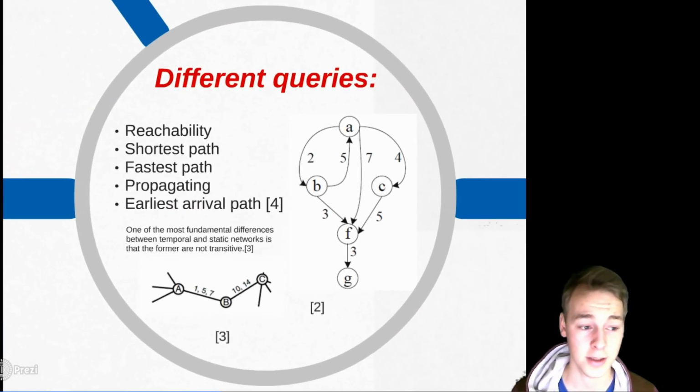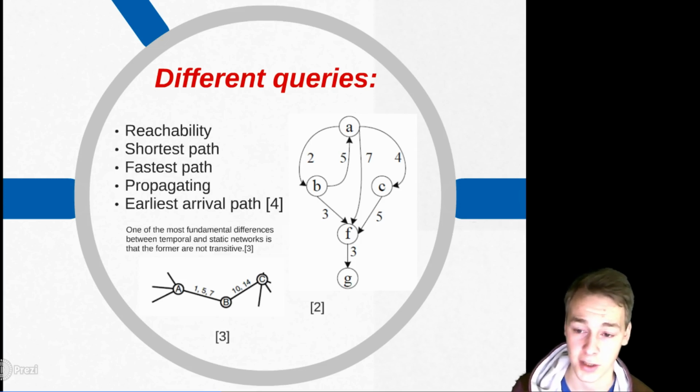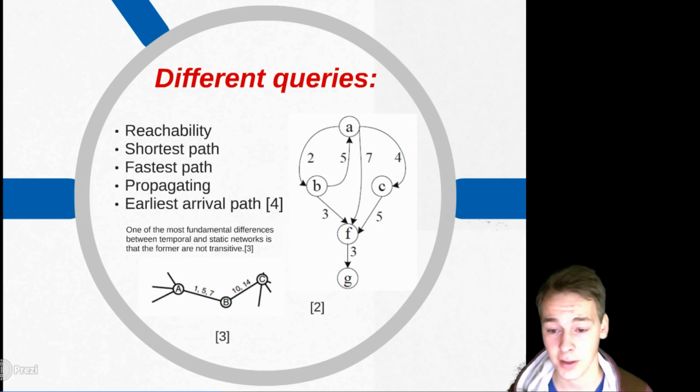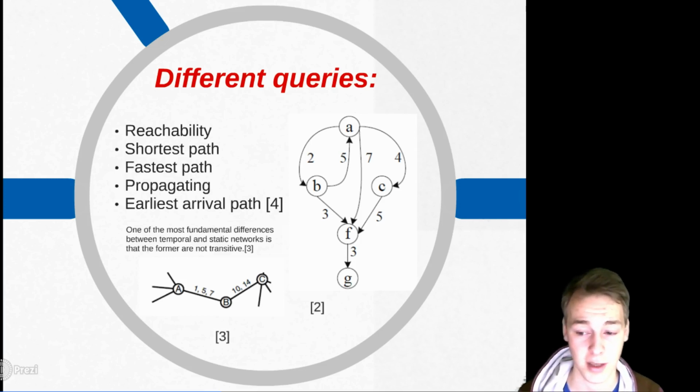However, with this time dimension added in a graph, you can think of many new ways to actually query your graph. You can think of this as reachability: are two nodes connected with each other in a certain timestamp? A shortest path, where you need the least amount of hops between nodes. The fastest path, which indicates the least amount of time traveled.